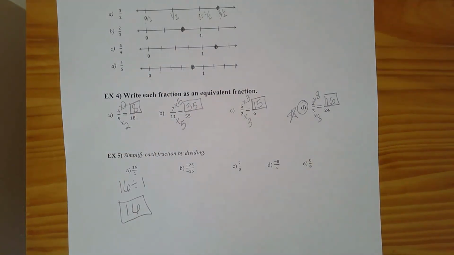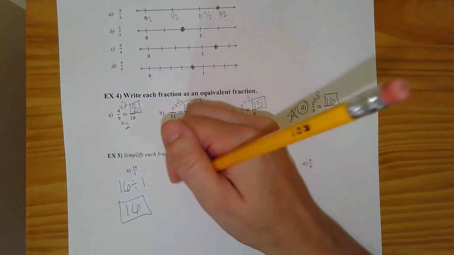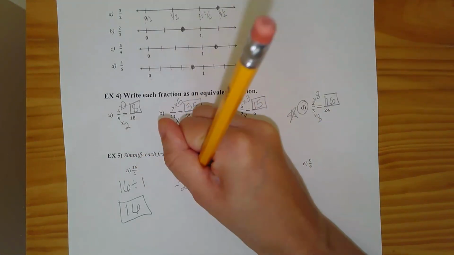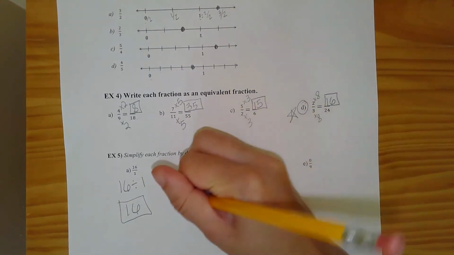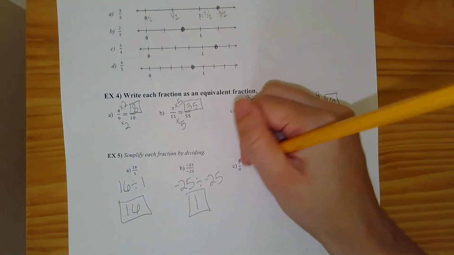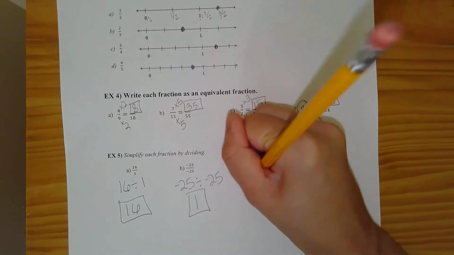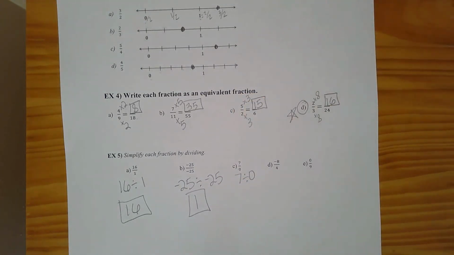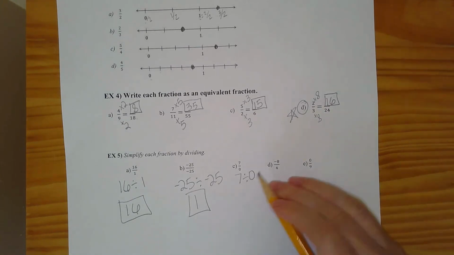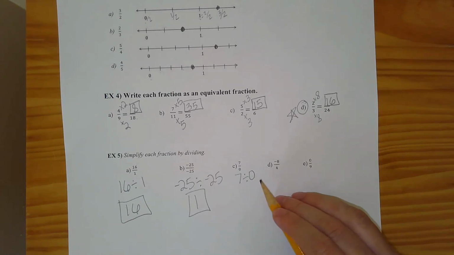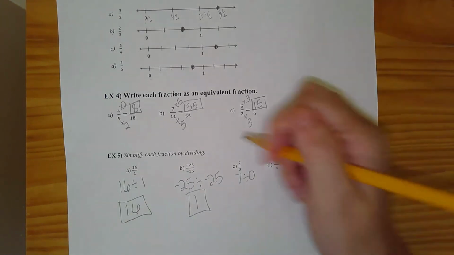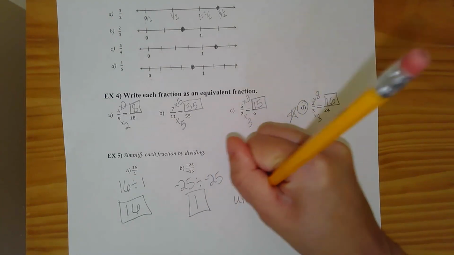In part B, I have -25/-25. So that's -25 divided by -25, which is 1. In part C, I have 7 divided by 0. Well, if you guys remember our 0 rules, would that be 0 or undefined? That would be undefined. This would be like having 7 pizzas and trying to divide it into 0 groups. You can't get rid of all your pizzas. You can't get 0 groups out of that. So that would be undefined.